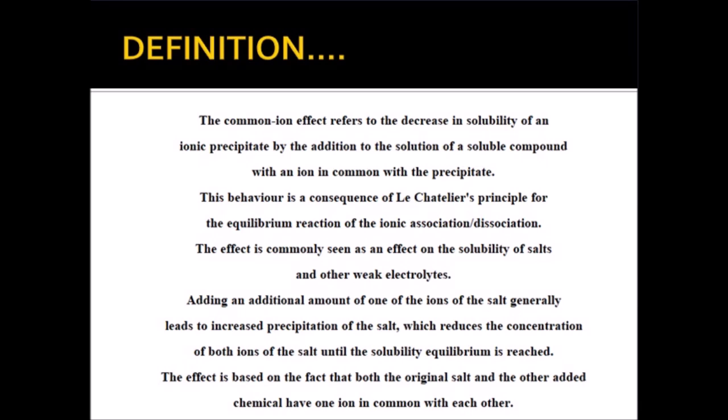Adding an additional amount of one of the ions of the salt generally leads to increased precipitation of the salt, which reduces the concentration of both ions of the salt until the solubility equilibrium is reached. The effect is based on the fact that both the original salt and the other added chemical have one ion in common with each other.